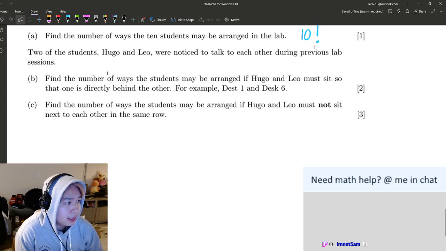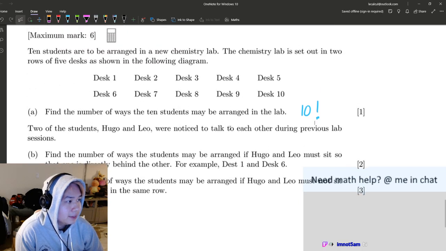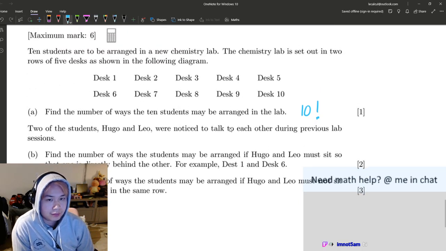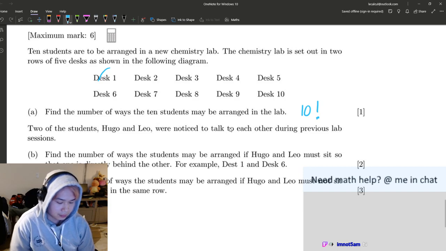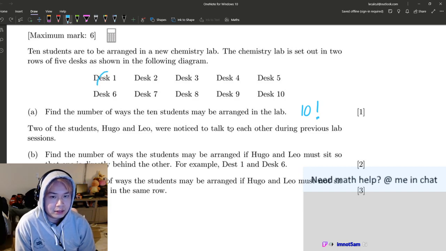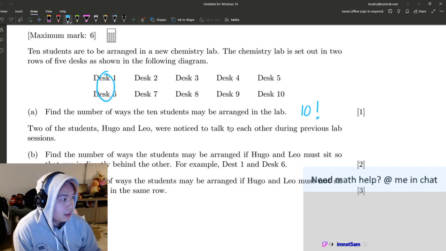Okay, then Hugo and Leo talk too much. So find the number of ways the students may be arranged if Hugo and Leo must sit so that one is directly behind the other. So essentially, a pair of desks is always taken.